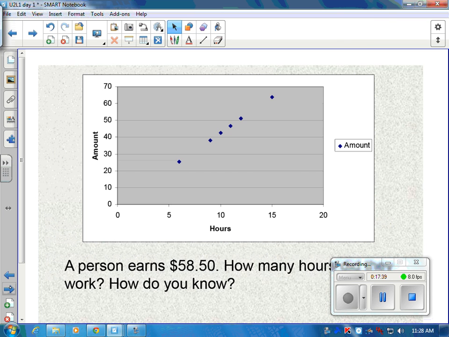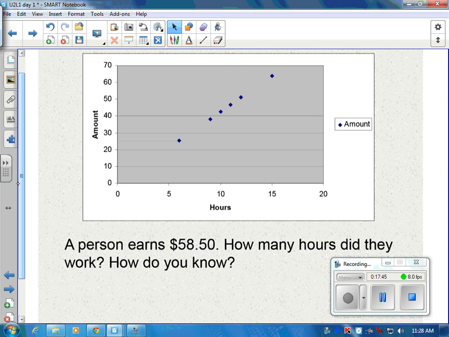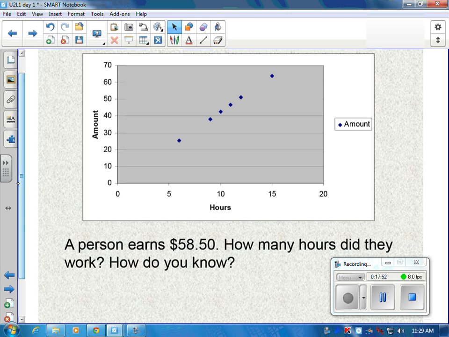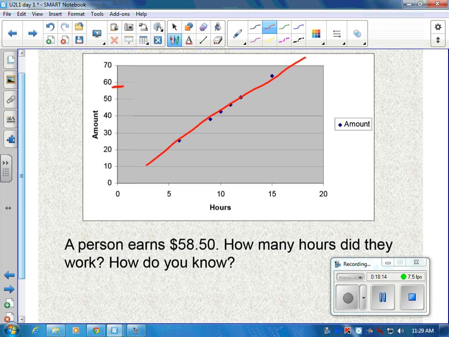I want to look at one more problem like that. This is a generated graph from Excel of the problem we talked about in example 1. So we're comparing the amount of hours that we work to the amount of money that we are going to make. If a person earns $58.50, what value does that represent? Okay, so I need to look on my y-axis at 58.50. I'm going to guess it's about right there. I can draw my trend line through these points. Got a little curvy up the top.